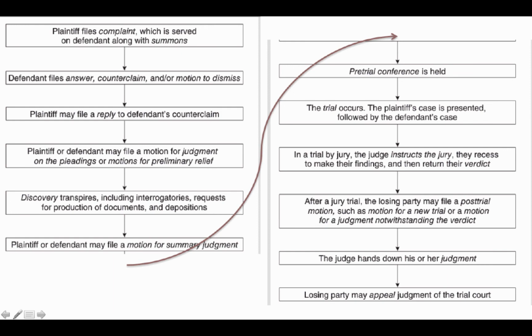Once both cases are rested, the attorneys and the judge hold a conference to discuss the instructions to the jury. Each attorney requests wording that favors their client.